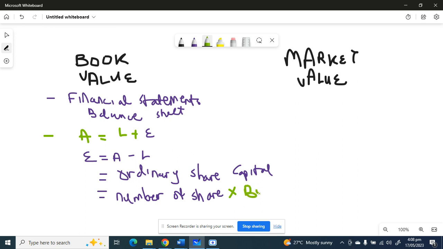Okay, so book value, face value, nominal value, they're all the same. So the book value, face value of the share per share times the number of shares, that gives us the ordinary share capital, which represents the book value of equity for a company. Book value here, book value per share.